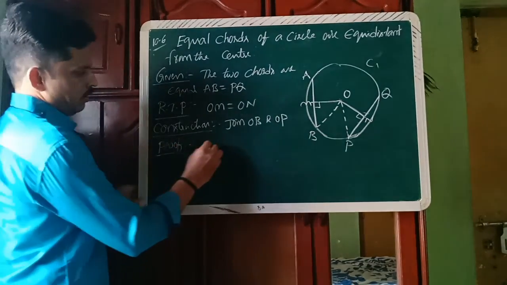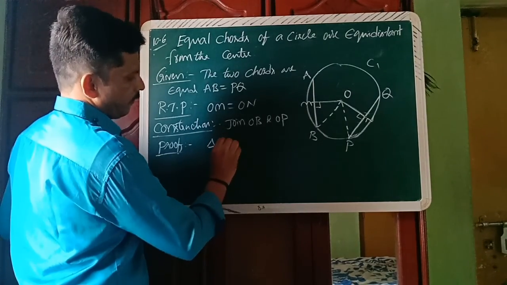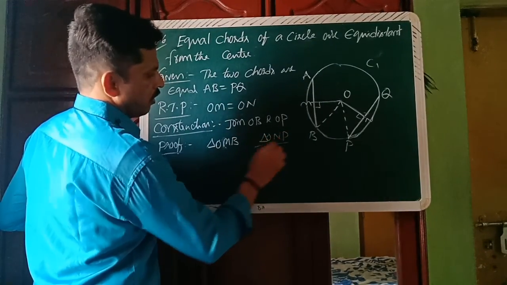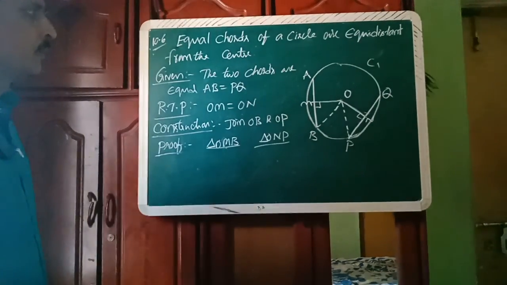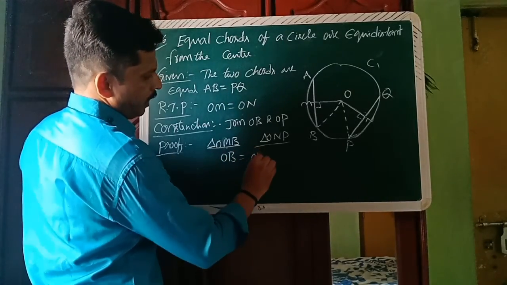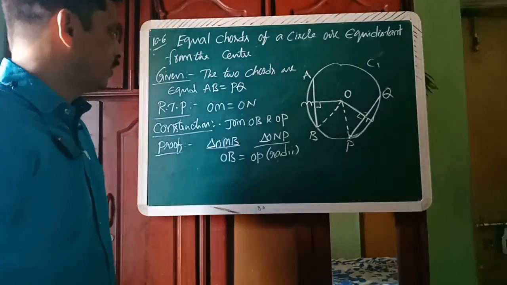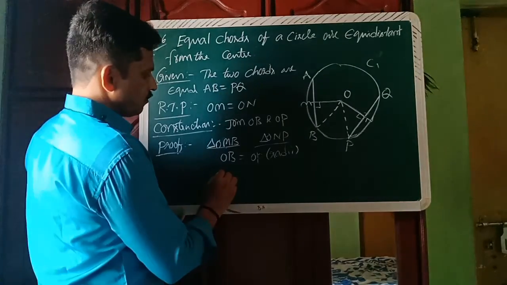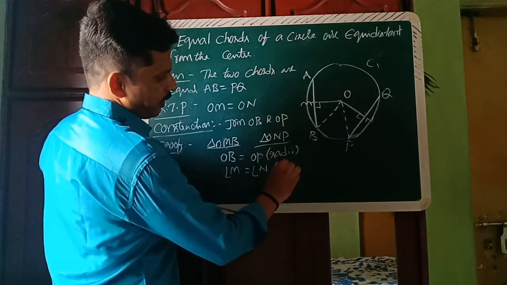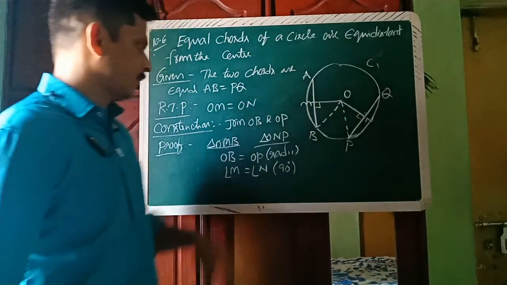Proof. Triangle OMB and another triangle ONP. Compare now these two triangles. Here OB is equal to OP. Why are these two equal? These two are radii of the circle. And angle M is equal to angle N, the 90 degrees. Why? Because it is the equidistant, nothing but the perpendicular distance from the center.